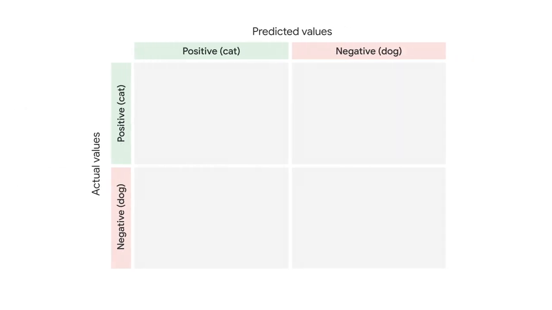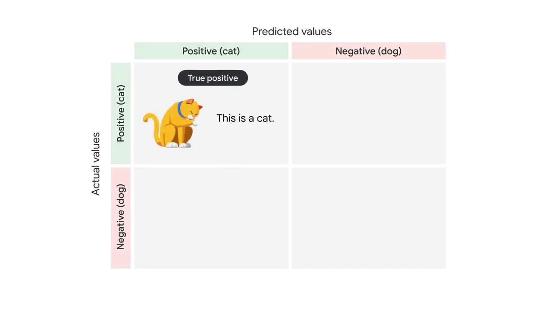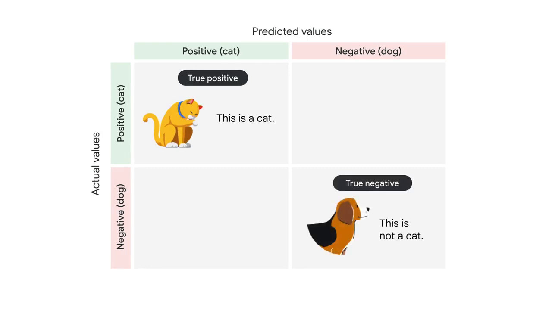Let's explore an example of a confusion matrix. The first is a true positive combination, which can be interpreted as the model predicted positive, and that's true. The model predicted that this is an image of a cat, and it actually is. The opposite of that is a true negative combination, which can be interpreted as the model predicted negative, and that's true. The model predicted that a dog is not a cat, and it actually isn't.